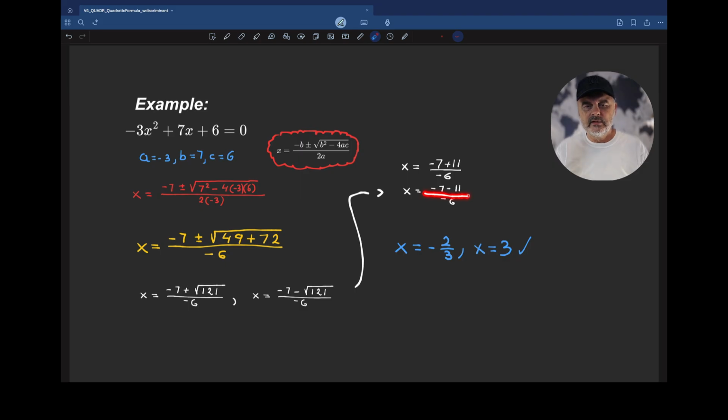We'll talk about it in another video, divided by 2a, which is -6. You simplify each. So the first fraction is reduced to -2/3 because you add -7 plus 11. So it's 4 divided by -6 divided by 2. This is why you get -2/3. Similarly, you will go -7 minus 11, which will give you -18 divided by -6. So that is reducing to 3. There you go. You have 2 answers when working with this example.